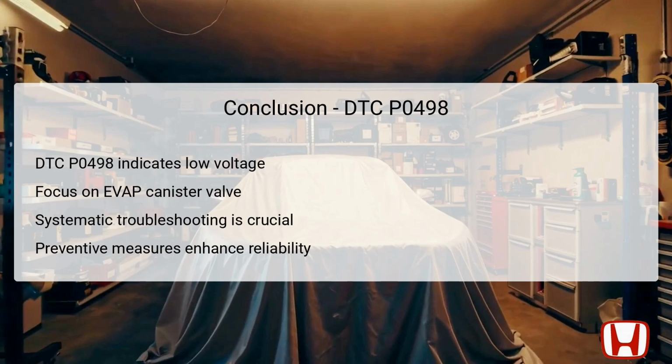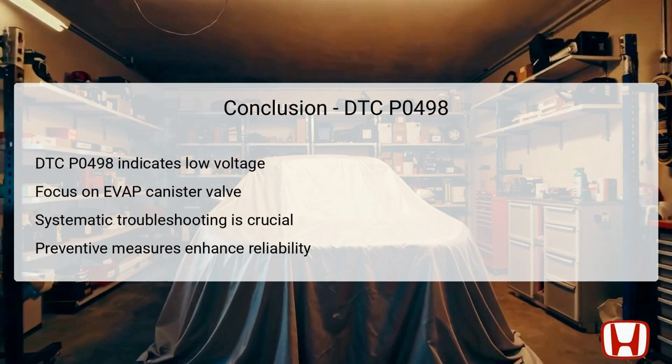In summary, DTC P0498 is an important diagnostic trouble code that denotes a low voltage condition within the EVAP canister vent shut valve circuit. Effective troubleshooting begins with confirming the issue through a structured approach, utilizing the Honda Diagnostic System, HDS, for comprehensive diagnostics. Identifying and addressing potential causes such as wiring issues, a faulty vent valve, or battery problems is vital to repair the issue effectively.